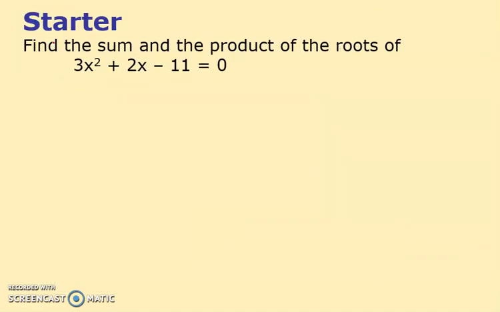Let's have a look at what we did last time first of all. So find the sum and the product of the roots. Now you should remember two rules. The first rule is the sum of the roots. We write this as alpha plus beta, and that's equal to minus b over a. And the product of the roots, assuming our roots are alpha and beta again, the product means they times by each other, and that's c over a.